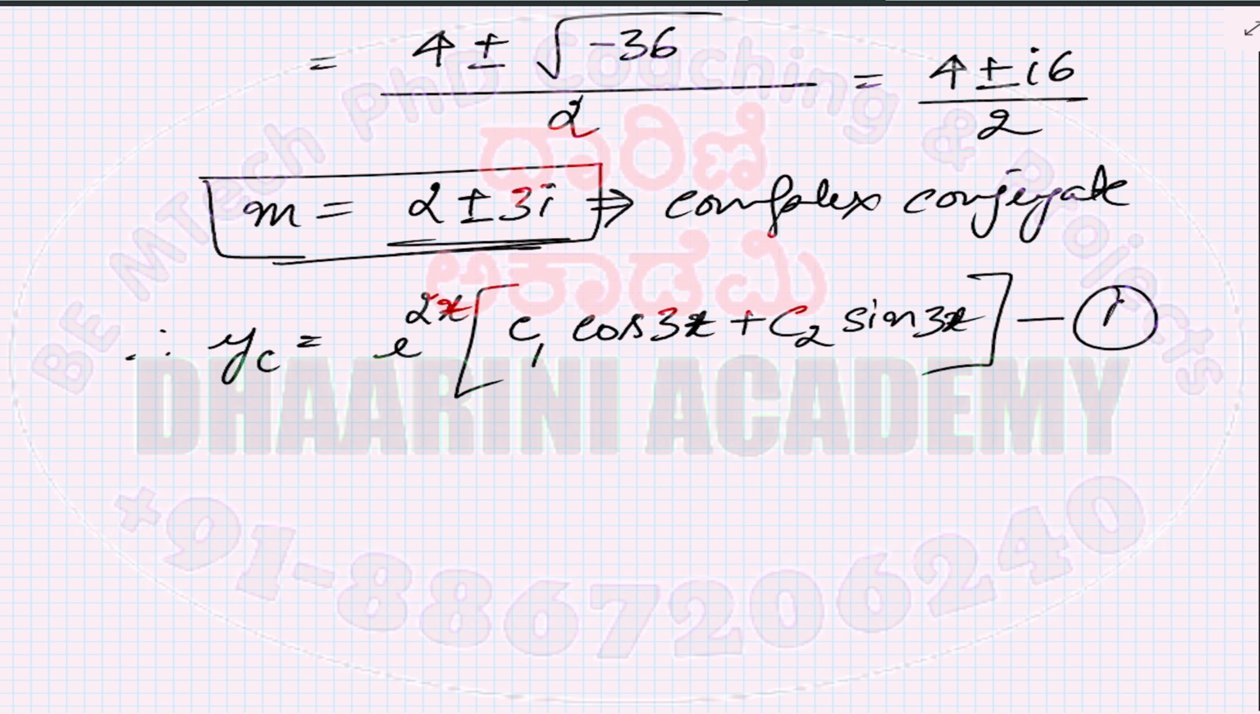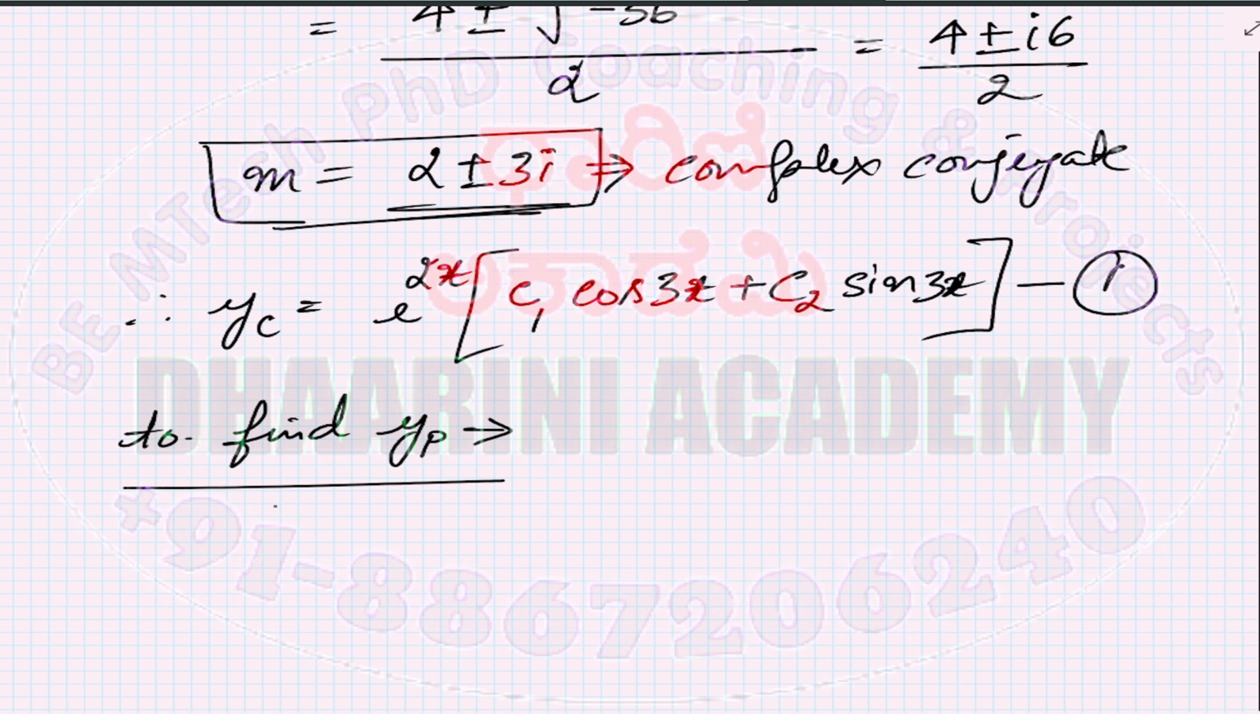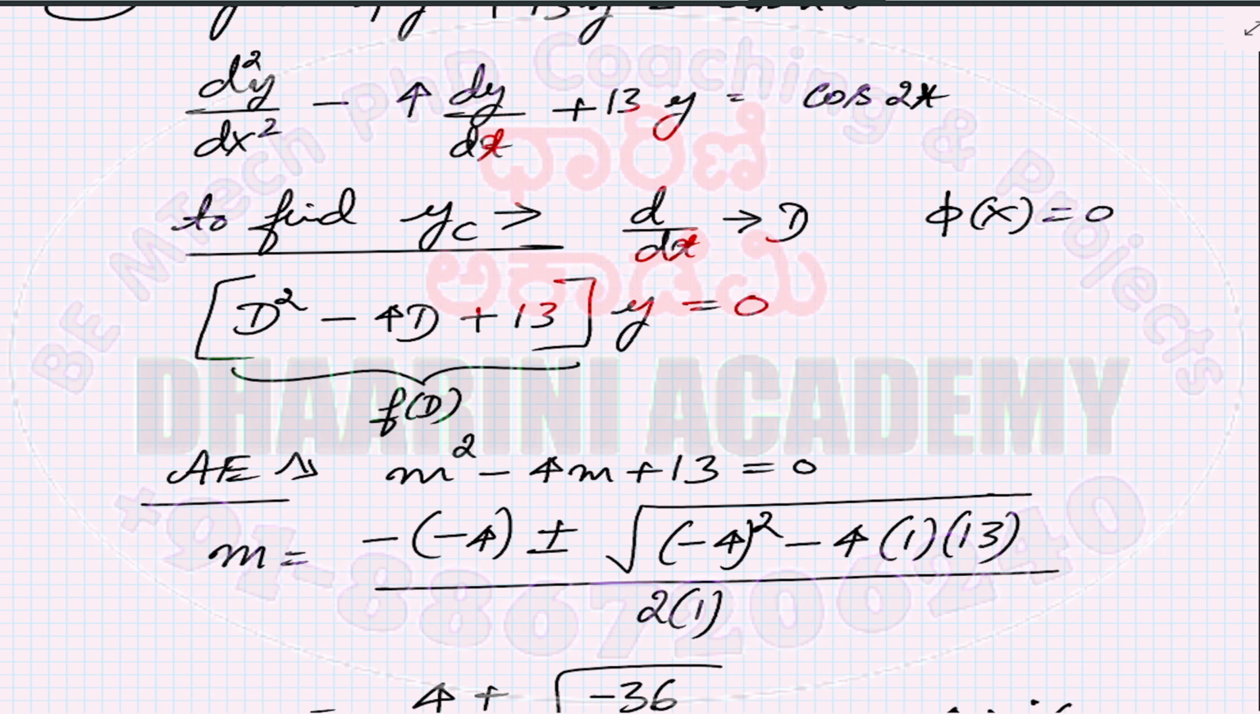So we got till here. This is the first part which is common for everything, YC. Okay, next part is to find YP, the particular integral solution of this part. So we know that I have to bring back the phi of x and divide that with the f of d given in this problem, whatever we obtain. So I'll just go back to see what was my f of d. So if you remember, f of d we got here, that is equal to d square minus 4d plus 13.